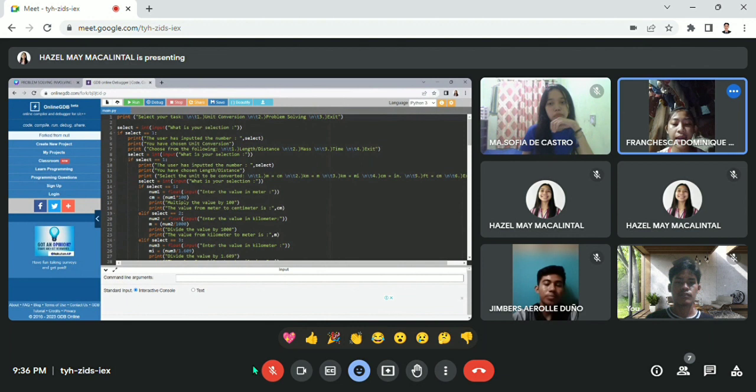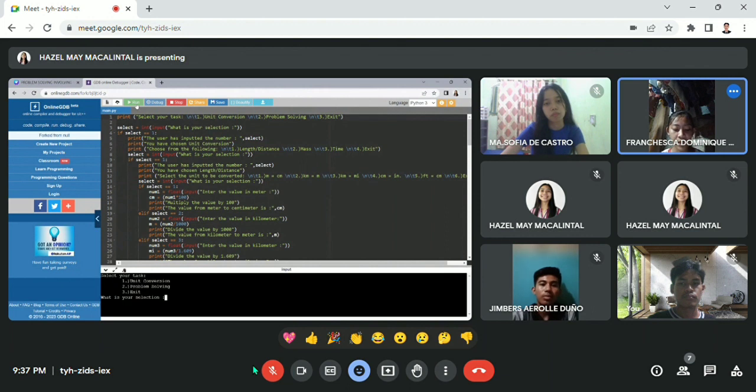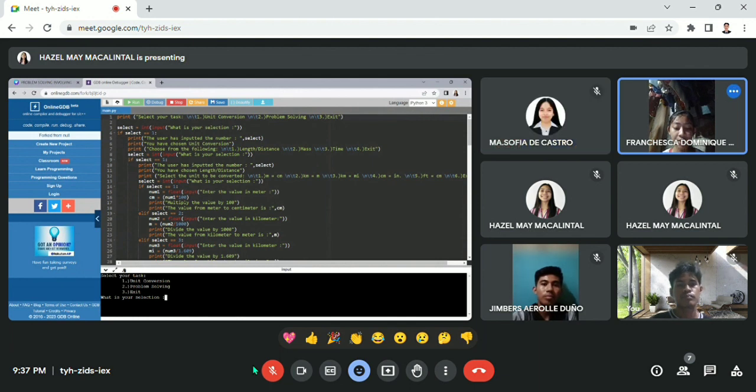Good day. I am Francesca Dominic Hernandez and I am here to start the first part of the explanation of our program. The program starts by displaying a code to the user by asking them to select a task, and the available options are unit conversion and problem solving. The code is displayed using the print function, then the user is asked to input their selection using the int or the input function. The input is stored in the select variable.